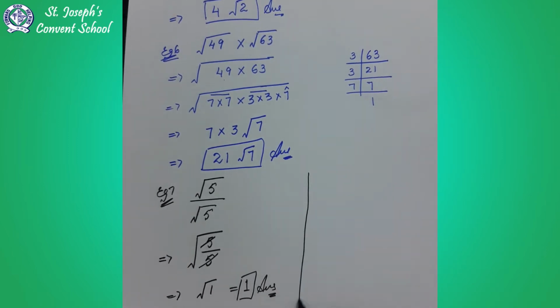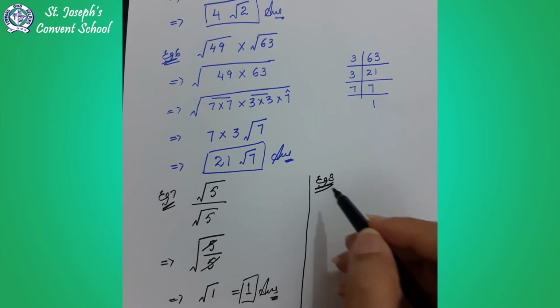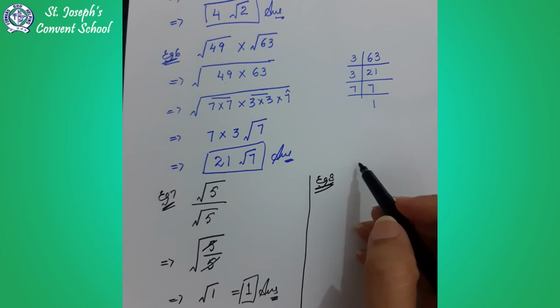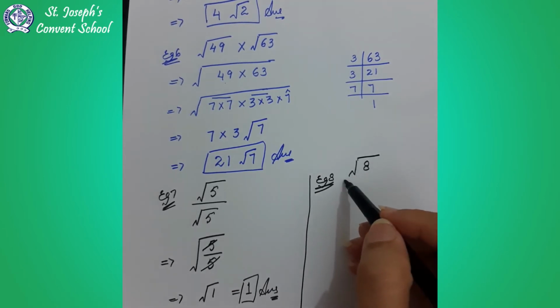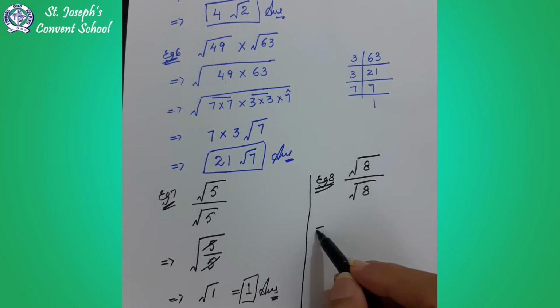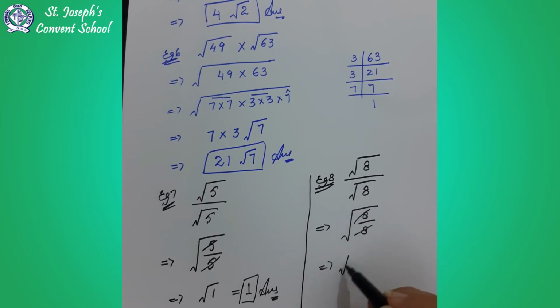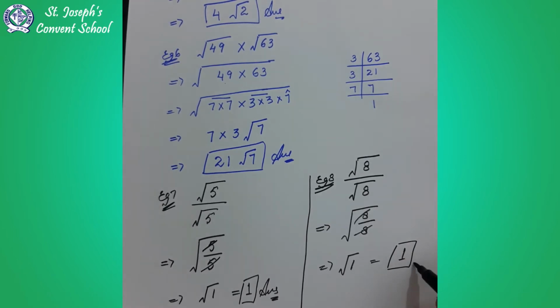Okay, example number 8. Same type, next example, of same type. Suppose it is under root 8 upon under root 8. Both numerator and denominator are in the root sign. So write them in one root. Both of them you can write in one root, 8 upon 8. Simplify it. Ones are. So under root 1. Root of 1 is 1. So this is the answer.